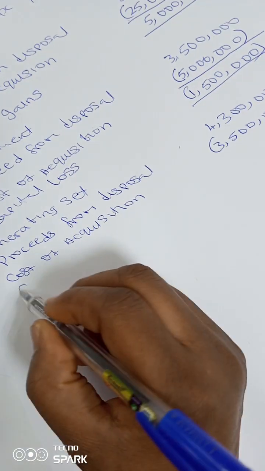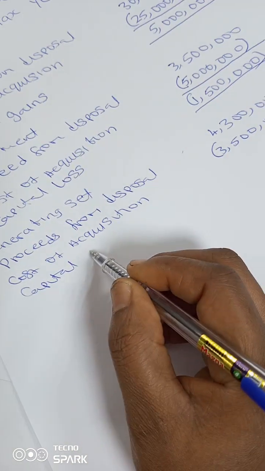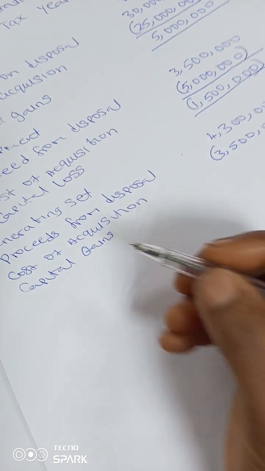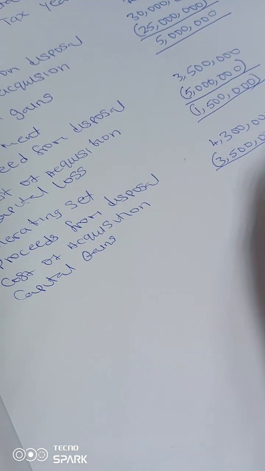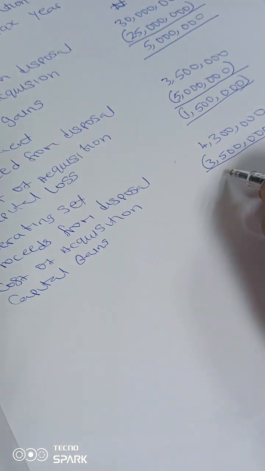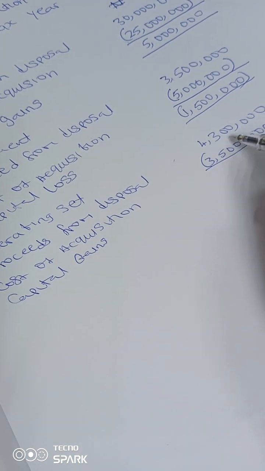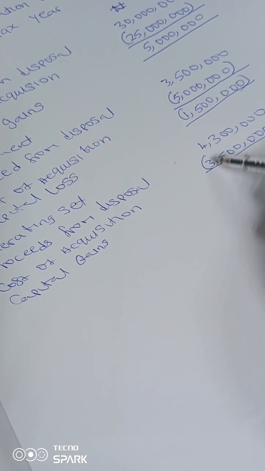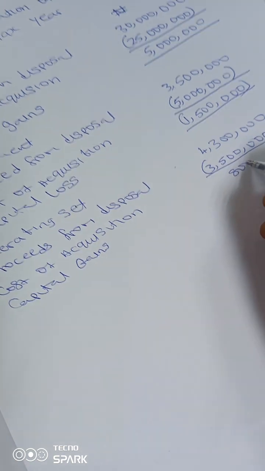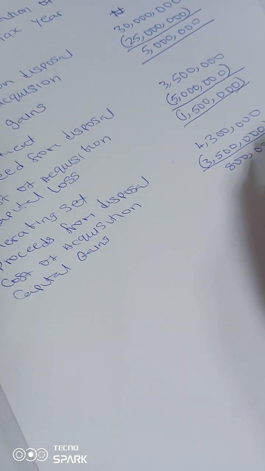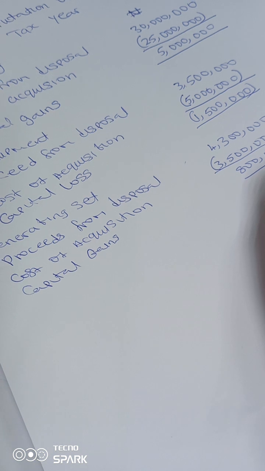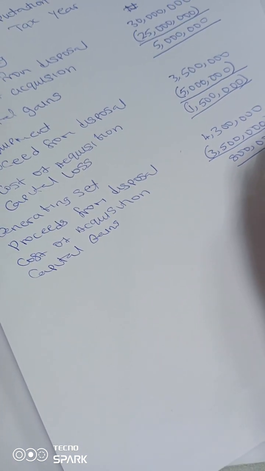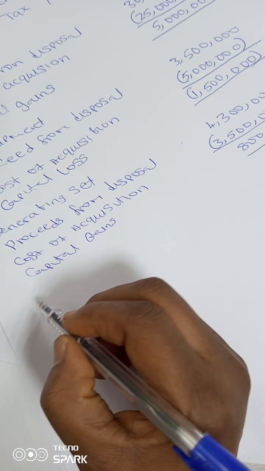Say capital gain. Okay, so you put the equal sign here. When you press your calculator, you see that it's 800,000 naira that you're going to have. You close it here.